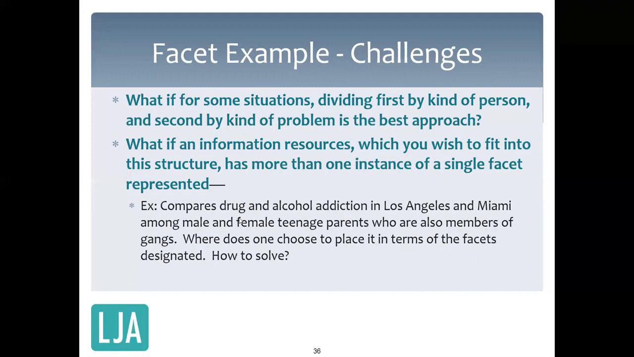And then we have two different locations. Of course, then we have the potential for mental health issues that may be part of this as well. We also have male and female, and we have teenagers who are parents. So we have multiple, wow, they've got a tough life there, right? And they're members of gangs. So we have multiple things going on.